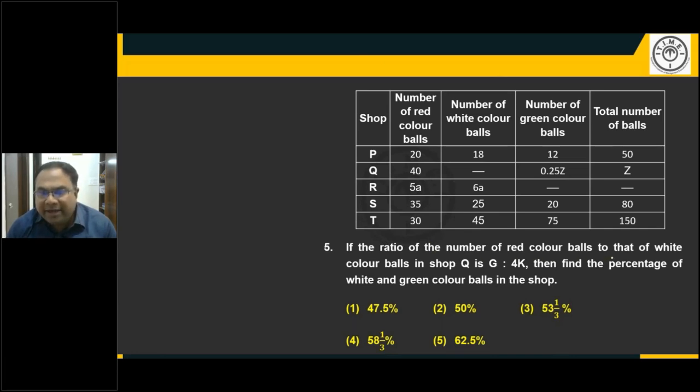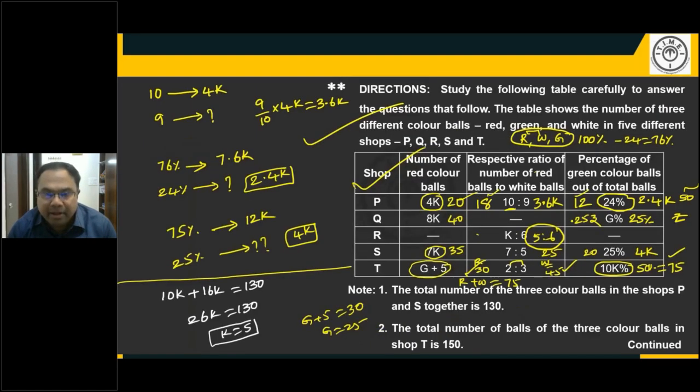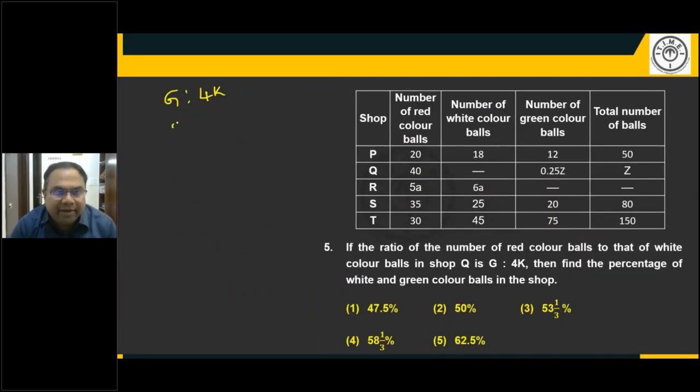The ratio of number of red color balls to white color balls is G is to 4K. How much is G? How much is K? We did that in the beginning. I told you, G is 25. See here, G plus 5 we got 30. G is 25, K is 5 now. You already got this value. So 4 into 5 is 20, so 5 5s, 5 4s. So 5:4. The ratio of number of red color balls to white color balls in shop Q is 5:4.